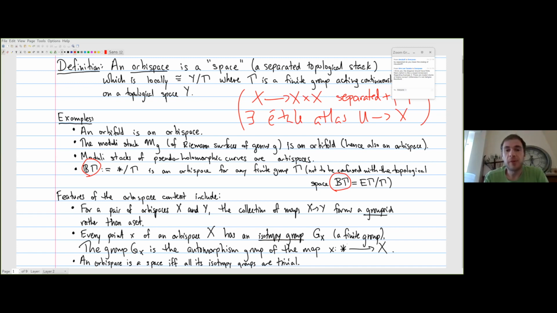Every point of an Orbispace has a group attached to it called the isotropy group of that point. And if you view your point as a map from the singleton topological space into your Orbispace X, then this isotropy group is literally just the automorphism group of that map.